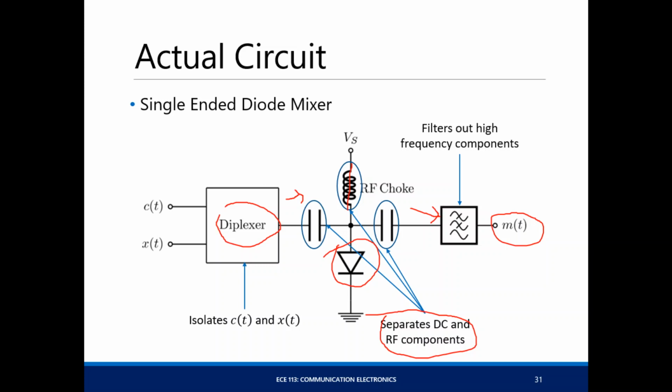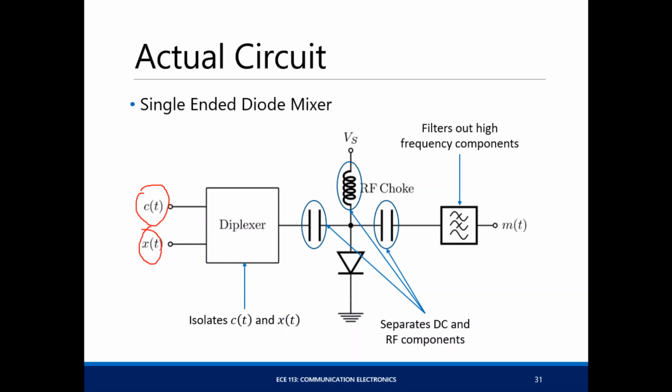Right. So some important points: you separate the three signals from each other. This signal must be separated from this signal so that they won't interfere with each other, and also you need to separate the voltage by using chokes and large capacitances.